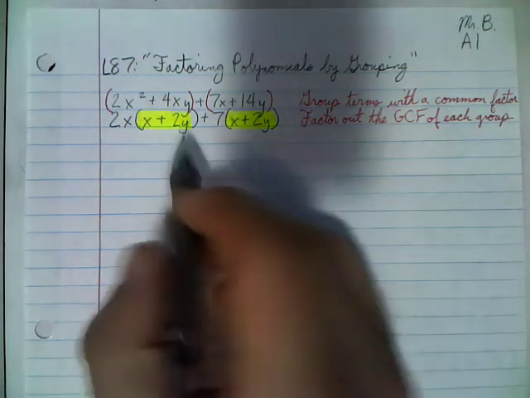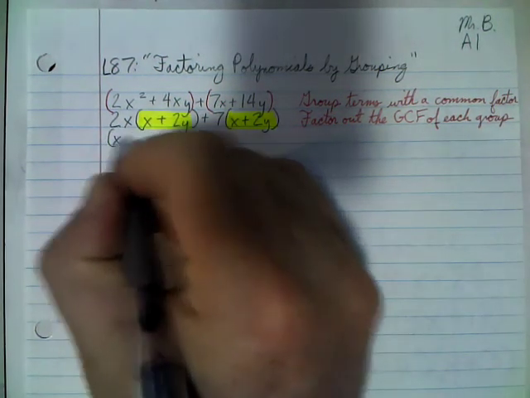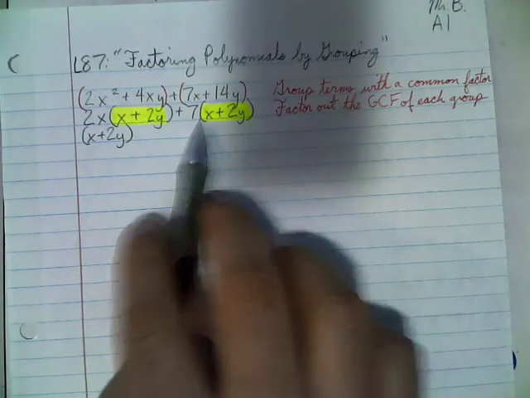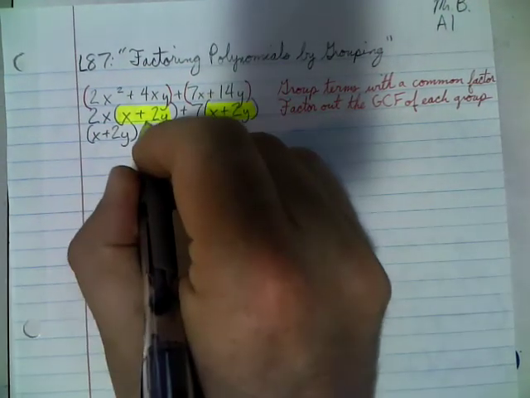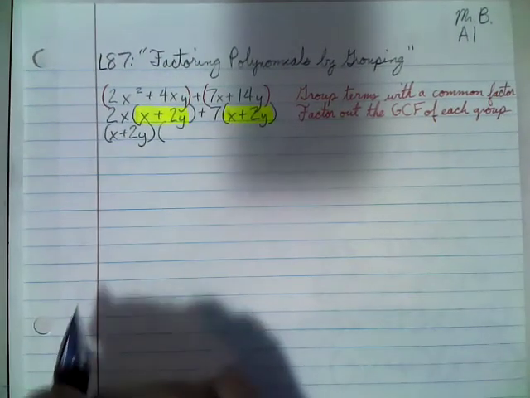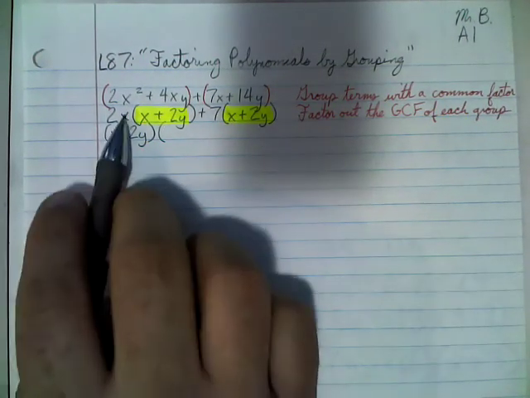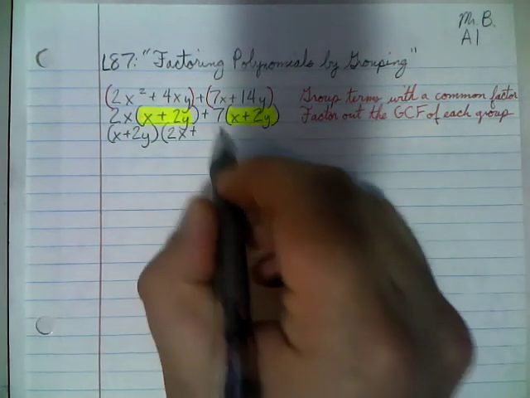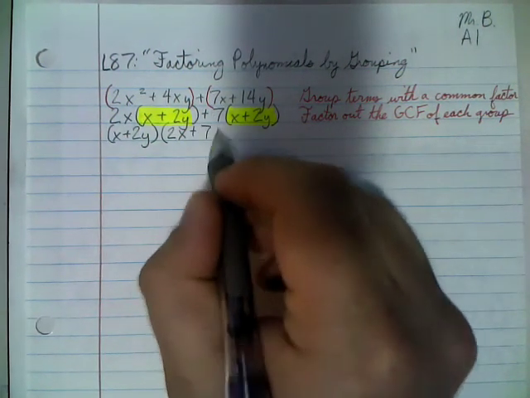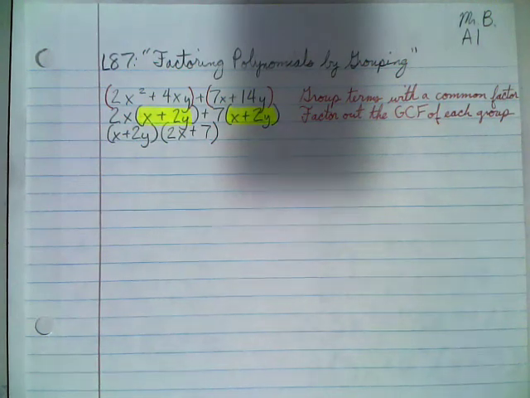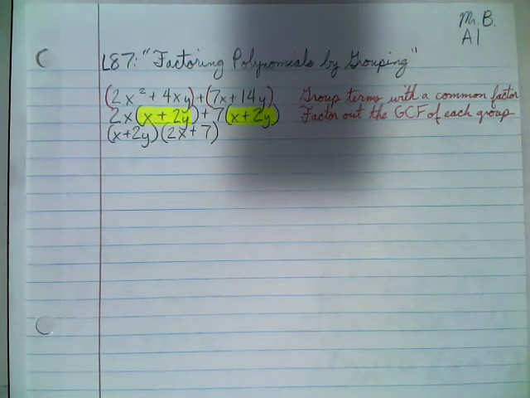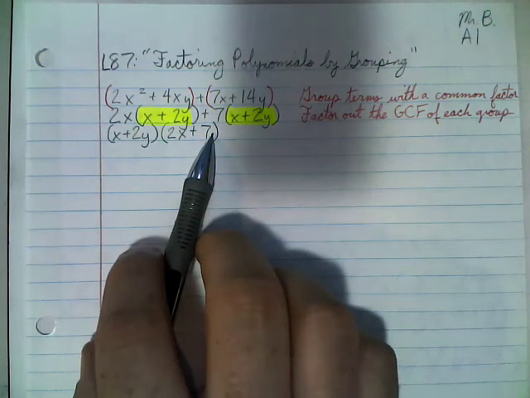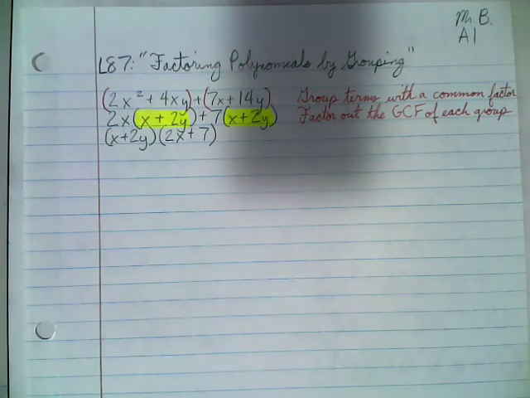So now, if I pull the x plus 2y out of each of these, then what's left behind will be another quantity. So what's left behind here then is my 2x, and what's left behind here will be that 7. And ladies and gentlemen, we have now managed to factor this into 2 binomials.